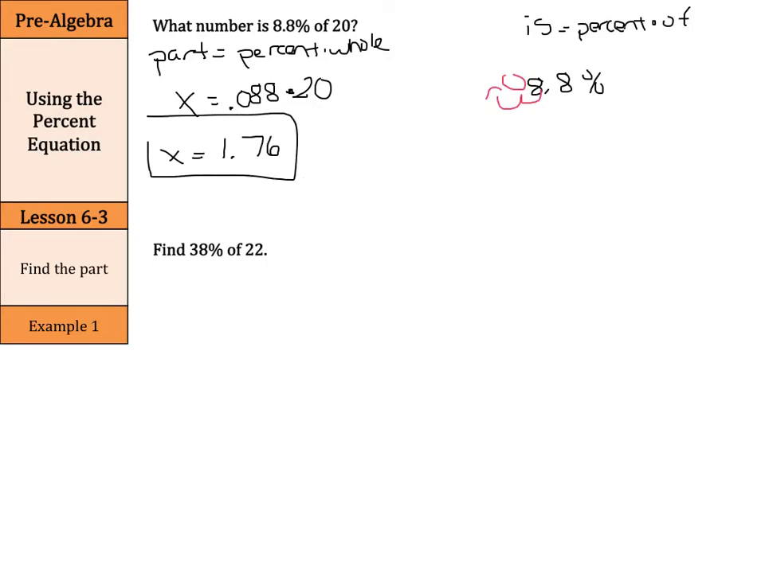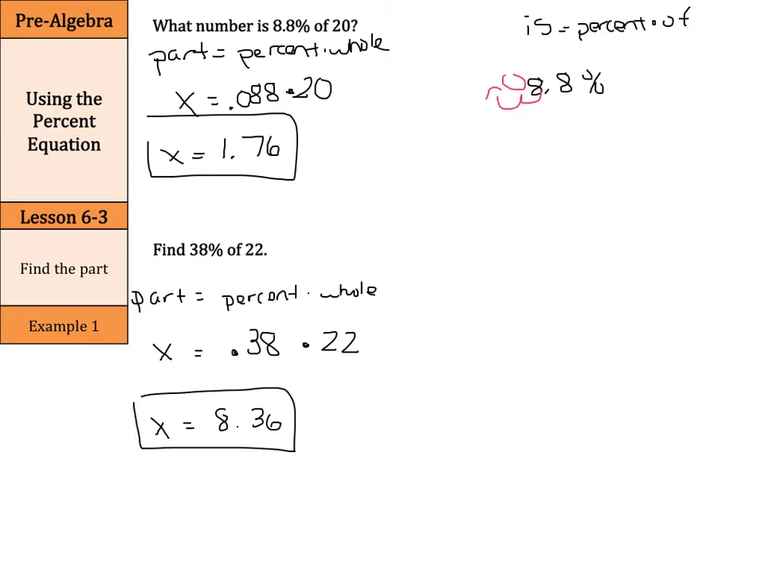What about 38% of 22? Once again, part equals percent times whole. We're given our percent, so 38% is 0.38. Our whole is 22, the of 22. And it's going to be x equals 0.38 times 22. Well, 38 hundredths times 22 is 8 36 hundredths. And that's our solution.